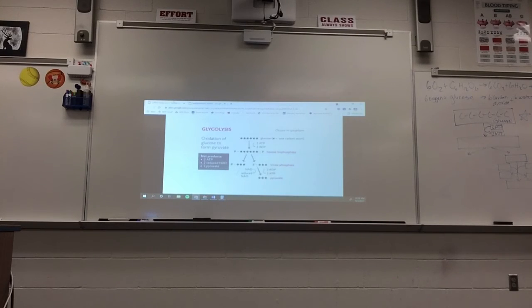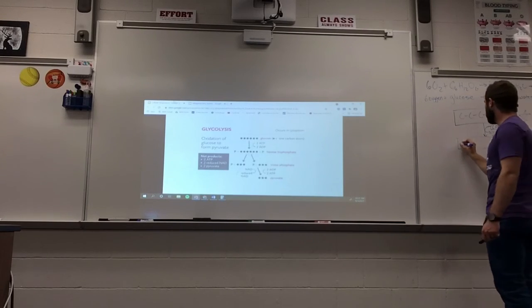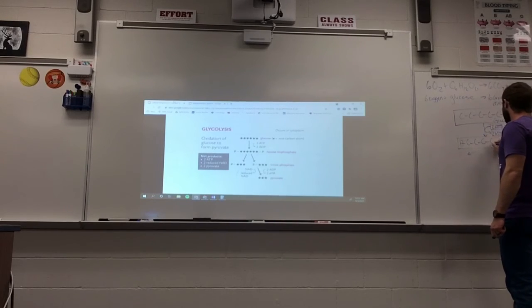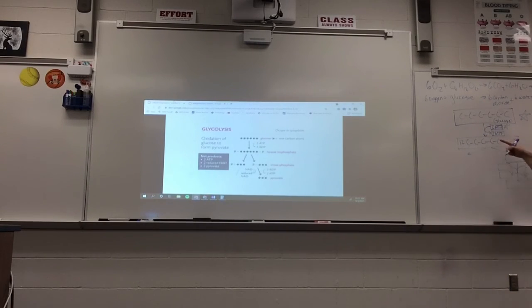What does tri mean? 3. When you spend it, it becomes adenosine diphosphate. What does di stand for? 2. But the one you need to know is that you are spending 2 ATP. 2 ATP become 2 ADP. The resulting molecule, you still have the 6 carbons, 4, 5, 6, but we built bonds. Remember, building bonds costs energy, and that's why we had to spend 2 ATP.